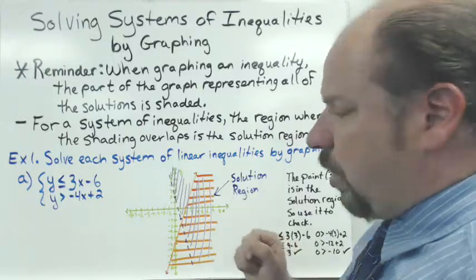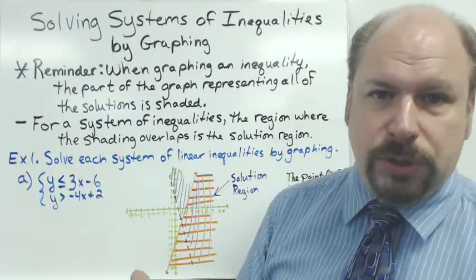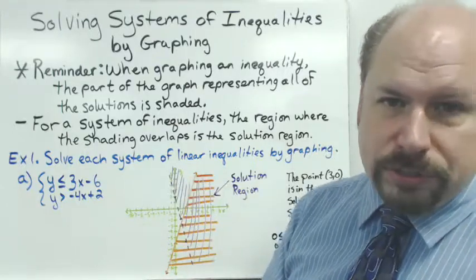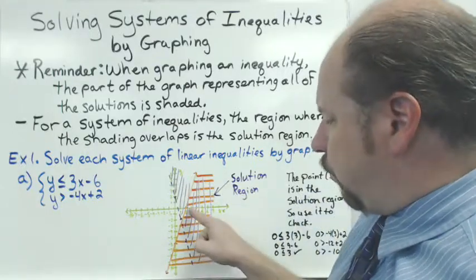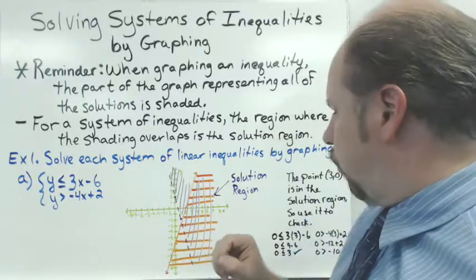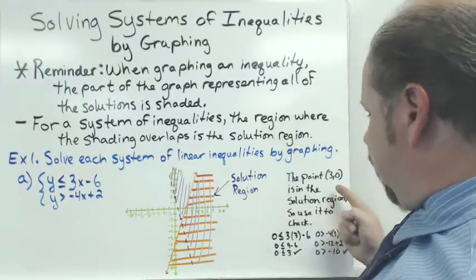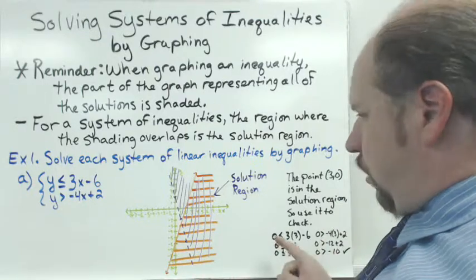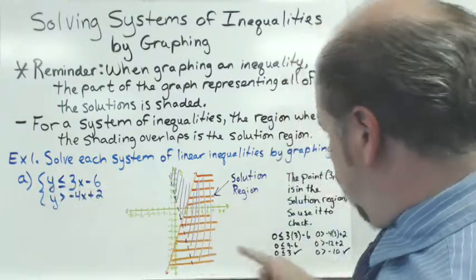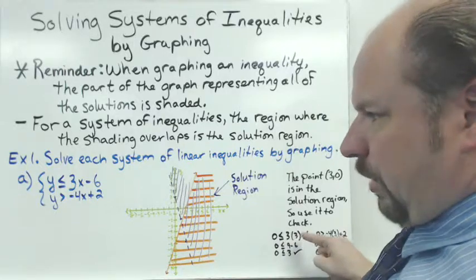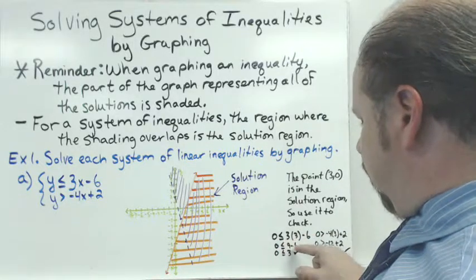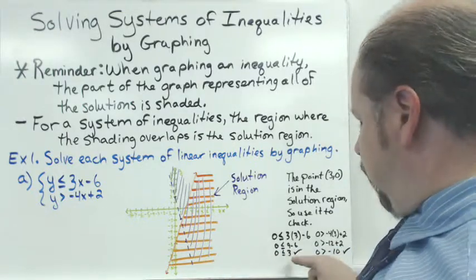So right in here. Remember, we always want to try to check our answer if we can. So I'm going to just find a point in the solution region. How about the point 3, 0? That one's probably easy to work with. So the point 3, 0 is in the solution region. If we put it back in here, 0 is less than or equal to 3 times 3 minus 6. So 0 is less than or equal to 9 minus 6. 0 is less than or equal to 3.